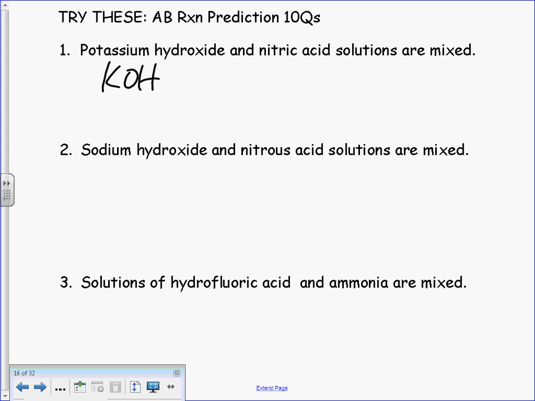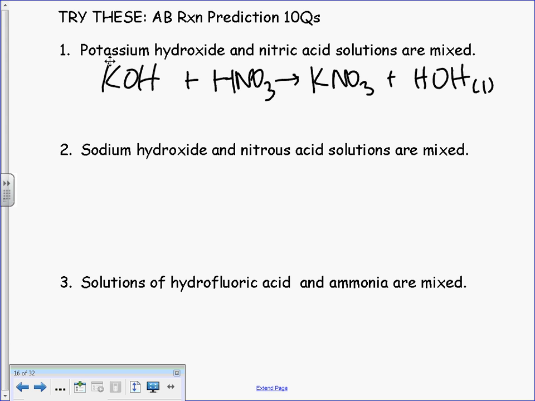HNO3 yields KNO3 and HOH. That's how I'm going to write it, as liquid. Okay, so right here, you're going to identify anything that's a soluble salt, a strong acid, or a strong base, and they ionize. If it's not one of those three, it cannot ionize. So, identify.